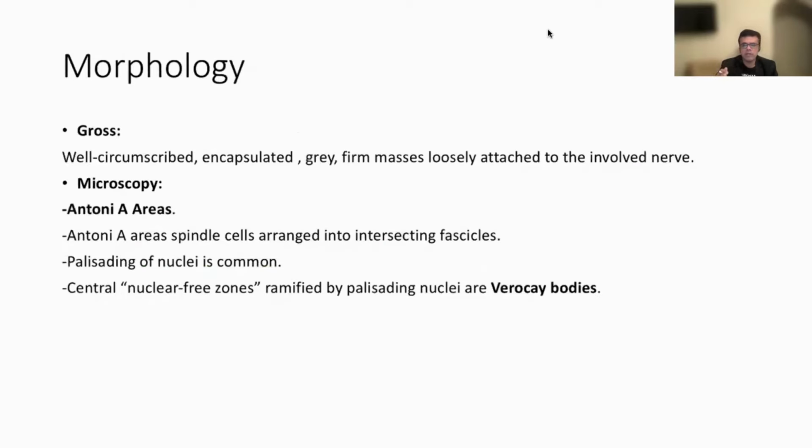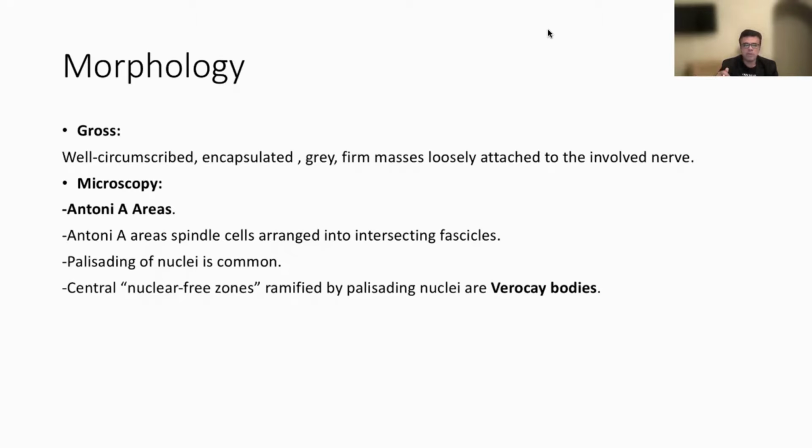Grossly, schwannomas are well circumscribed lesions, usually encapsulated, generally forming masses loosely attached to the involved nerve. So it can even be enucleated, it can be excised without causing damage to the underlying nerve. So that is the typical feature of schwannomas.